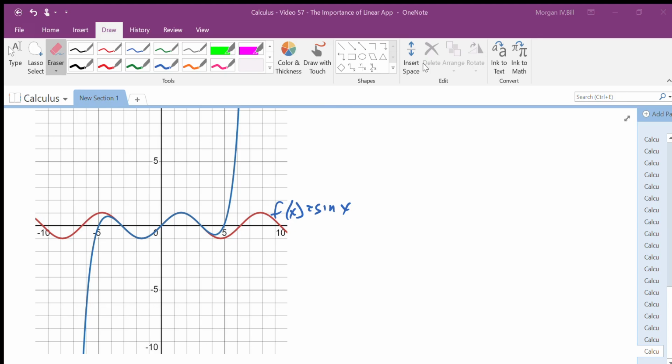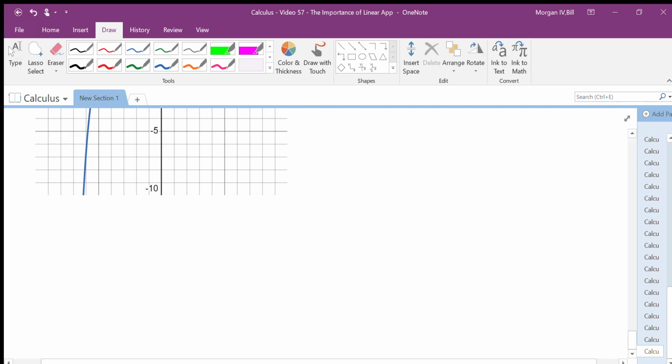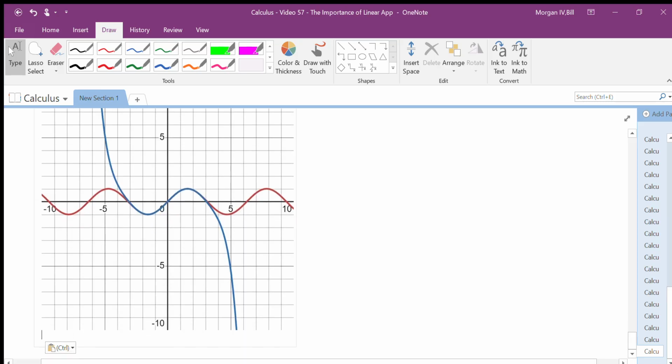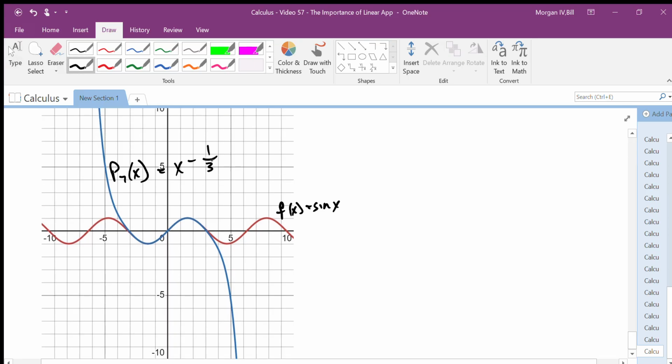I apologize for the silence here. Okay. This here that I've drawn, this was actually P9 of x. Let's go down and do P7 of x that we just had a second ago. There we go. So here we have f of x equals sine of x, and in blue here this is P7 of x equal to x minus 1 over 3 factorial x to the 3rd plus 1 over 5 factorial x to the 5th minus 1 over 7 factorial x to the 7th.